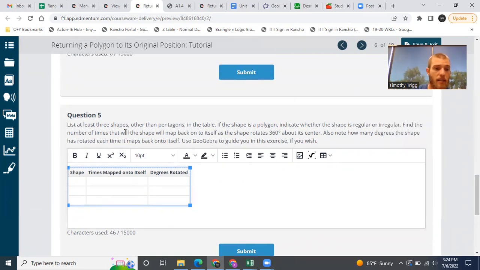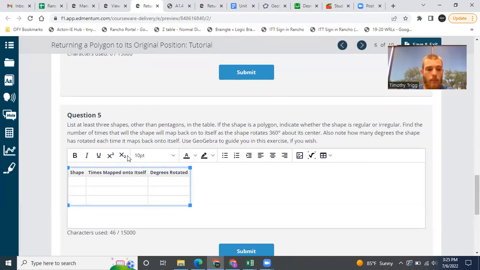Okay, list at least 3 shapes other than pentagons in the table. If the shape is a polygon, indicate whether the shape is regular or irregular. Find the number of times that the shape will map back onto itself as the shape rotates 360 degrees about its center. Also note how many degrees the shape has rotated each time it maps back onto itself. Use GeoGebra to guide you in this exercise if you wish.